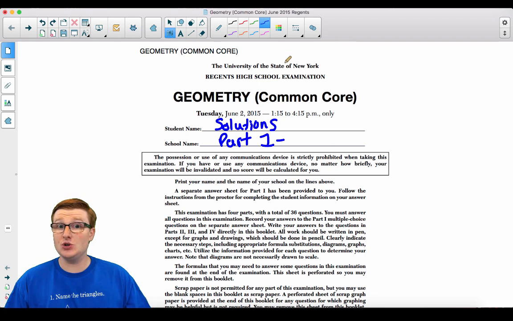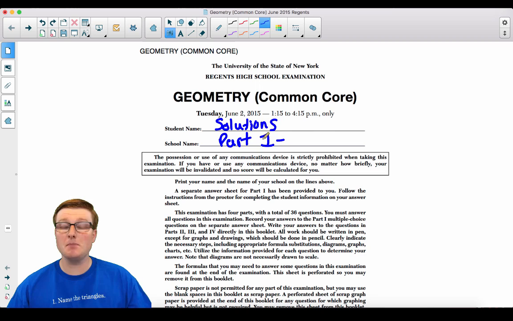This is the June 2015 Regents exam for Geometry Common Core. These are going to be the solutions to the Part 1, questions 13 through 24.